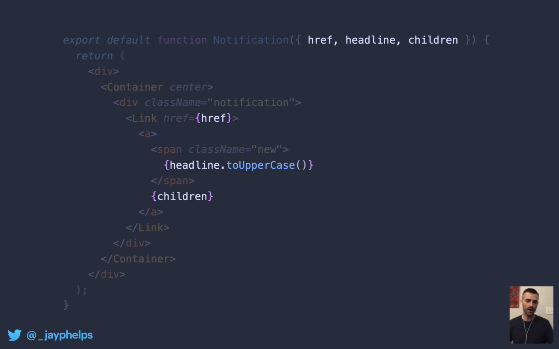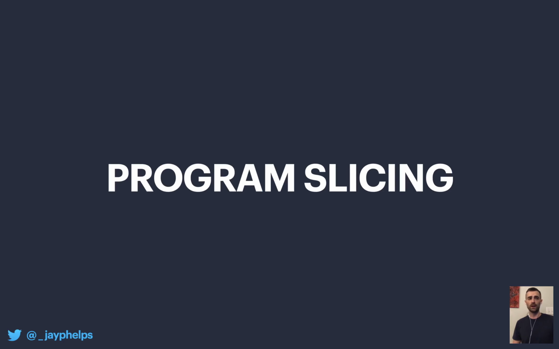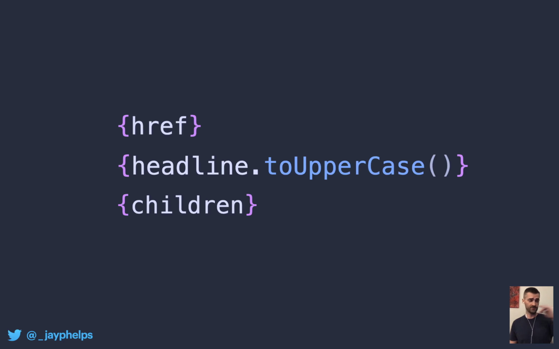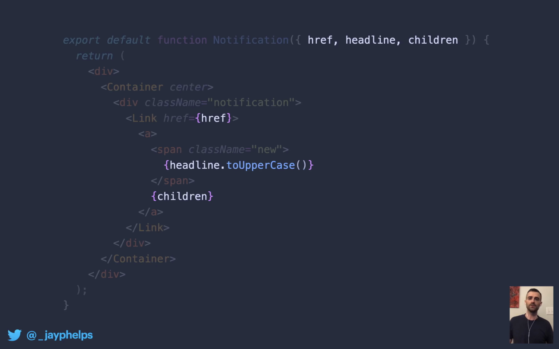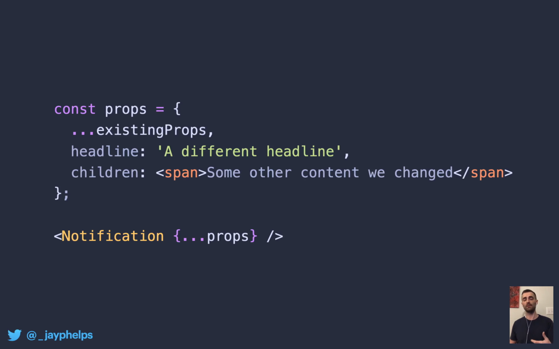This kind of technique is broadly applicable to other compiler things, and it's called program slicing. We create slices of your code, so for example, you have three slices: the href slice, the headline slice, and the children slice. We statically analyze that and we extract all the information out from the props that you pass in, so you can have the mental model of being able to override props at runtime when they're coming in. But we can't actually do this, right? You can't actually write, say, a notification and then spread the existing props. That doesn't really make sense.